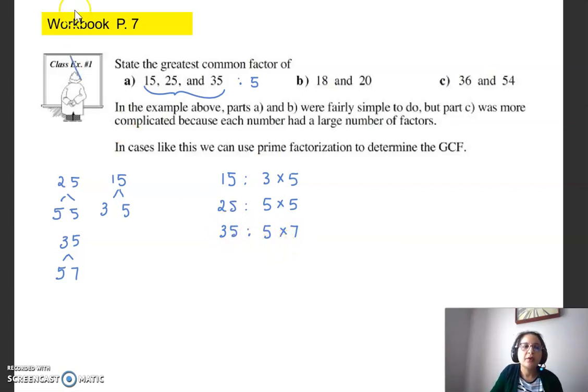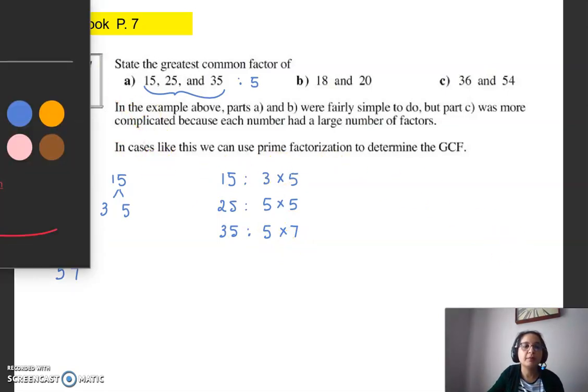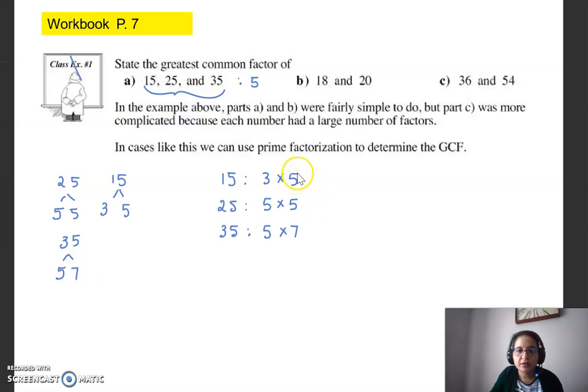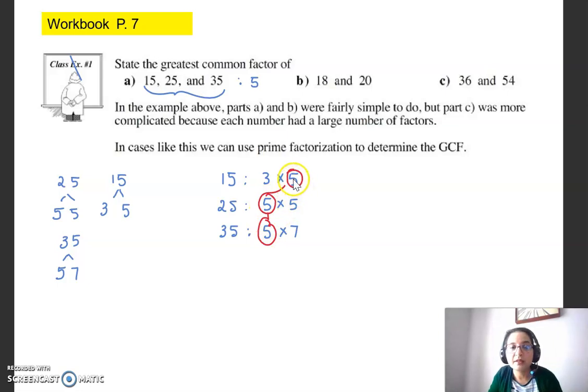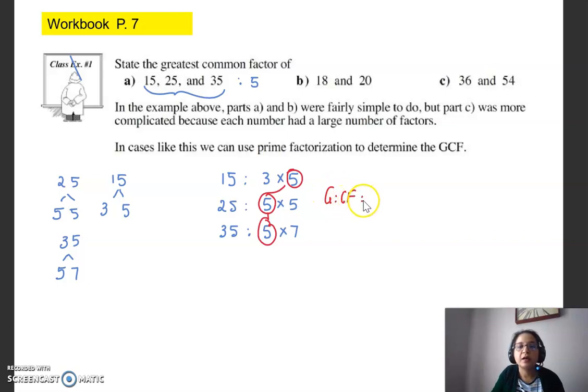So then you'll say, okay, what number will now be a factor common between all 3 of them. So you can say, okay, this 5, you can only count it once, right? You can see there is a 5 that is in all 3 of these numbers. So the GCF between them is going to be 5.